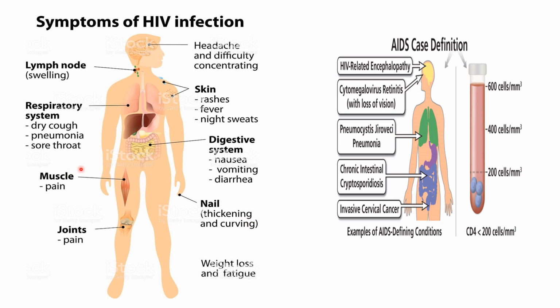If HIV reaches the AIDS stage, some other diseases also occur to the person, like encephalopathy. Another one is cytomegalovirus retinitis, which affects the eyes and ultimately leads to loss of vision. Then Pneumocystis jirovecii pneumonia attacks the lungs. Then chronic intestinal cryptosporidiosis attacks the intestine. Then invasive cervical cancer.